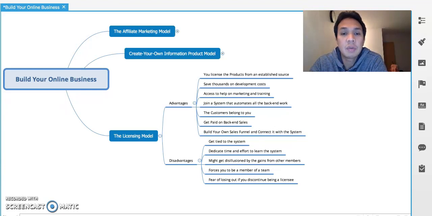So you get commissions on each and every sale that belongs to that system. Now, lastly would be to build your own sales funnel and connect it with the system. So again, it's all about integration.